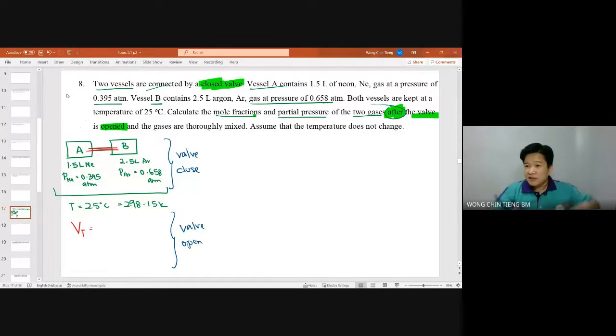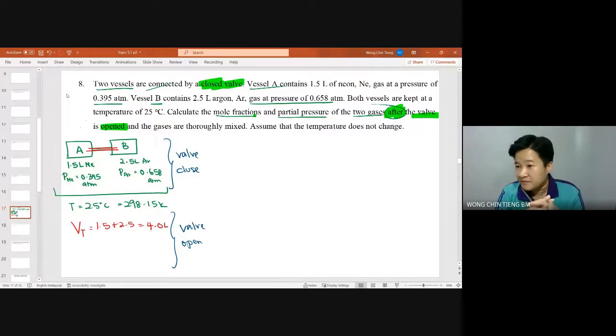Betul? Dua container, tutup blok kat tengah-tengah. Saya buka blok tu, so dua container tu bercampur. Therefore, the first thing that come into your mind should be the volume change. Alright? So, lepas saya buka, dia tak jadi 1.5 liter dengan 2.5 liter. Lepas saya buka, dia jadi 4 liter.